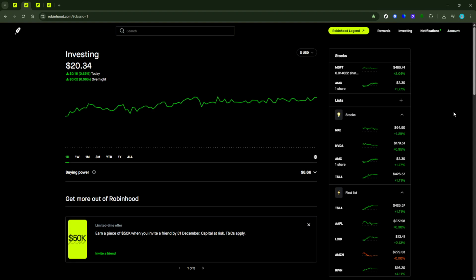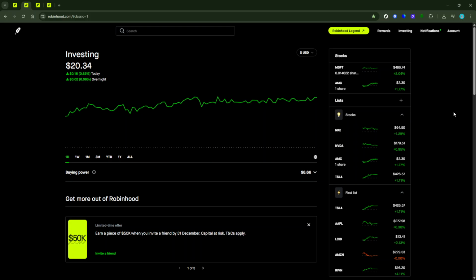On Robinhood, you need to have at least $25,000 in your account to be designated as a pattern day trader. This is a regulatory requirement, so if you don't meet this minimum balance, you won't be able to complete multiple day trades within a 5-day period.